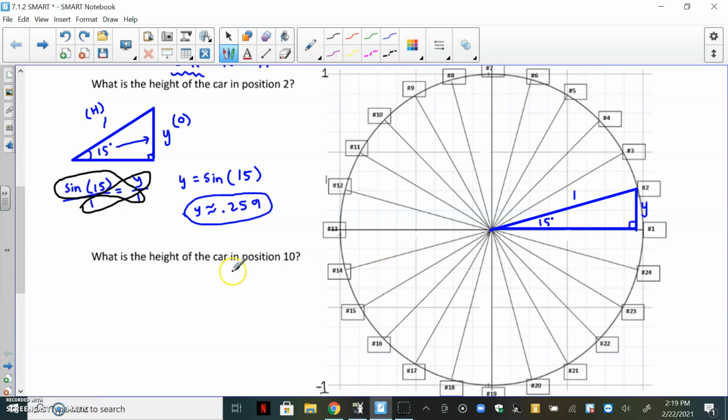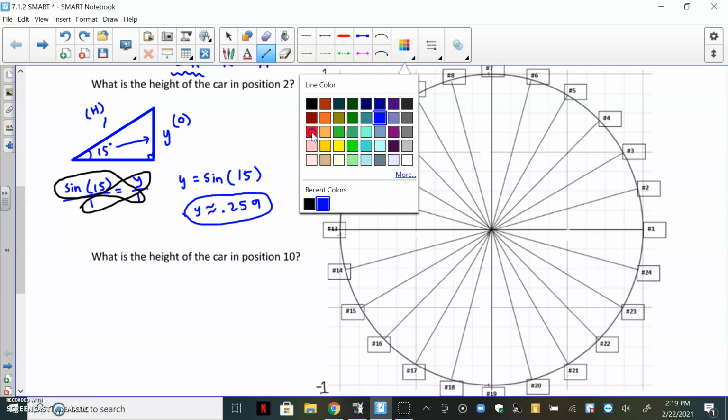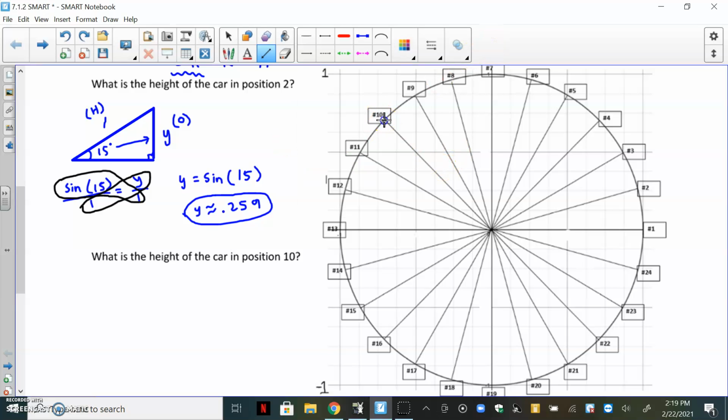Now we're going to do position 10. So I'm going to erase what I've drawn so far and make a new drawing. At position 10, we'll make it red. Position 10 is over here, so we'll draw the line from the center to that position, and the triangle that we draw is always going to be with the ground. So we bring that straight down to ground level and then complete our triangle.